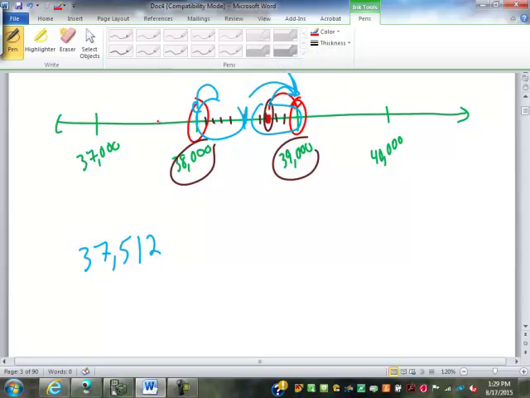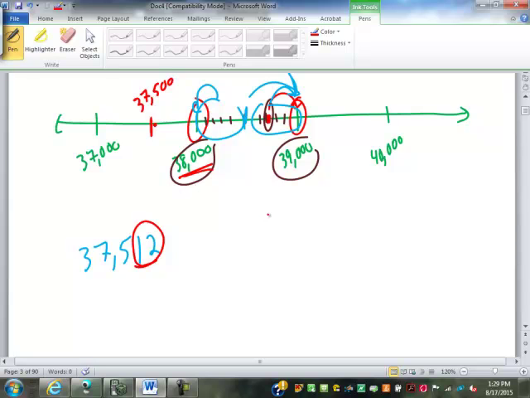Well, 37,500 would be exactly in the middle, wouldn't it? But it isn't 37,500. It's 37,512. It's actually slightly past that. So the reason the 5s always get rounded up is because there's usually something that comes after the 5 that means we're slightly past that point. So it really is nearest to the next one up.